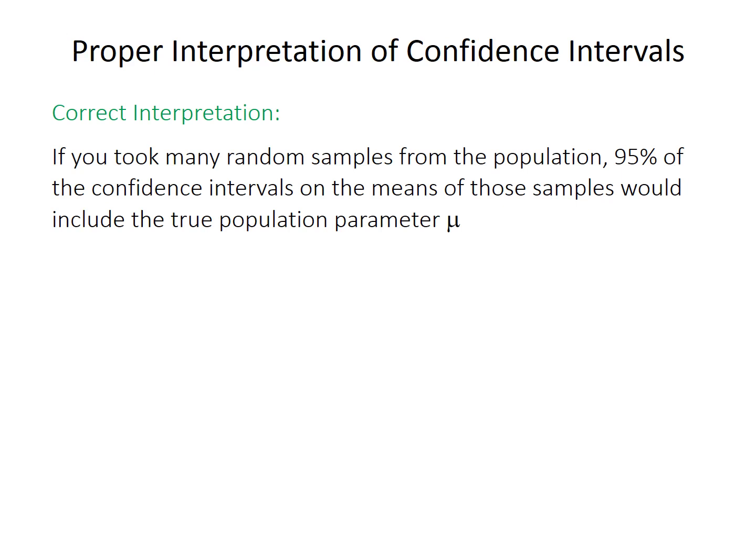So the correct way to interpret a confidence interval is this. If you took many random samples from the population, like we hypothetically did to generate our sampling distribution in previous slides, 95% of the confidence intervals on those means would include the true population parameter, which in this case is the population mean mu. So here's how confidence intervals are used in practice.